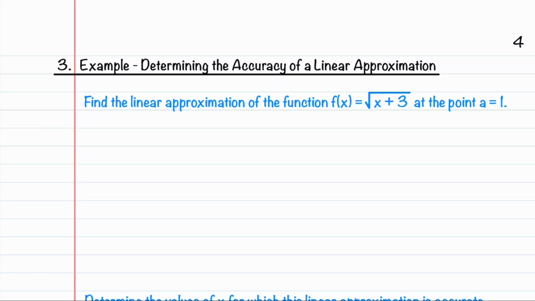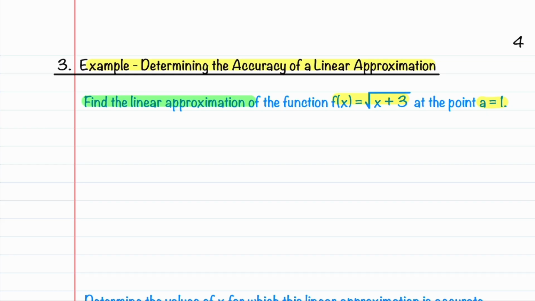Let's now look at an example where we want to determine the accuracy of a linear approximation. This example is split up into two parts. For the first part, we are going to find the linear approximation of the function f of x is equal to the square root of x plus 3 at the point a is equal to 1. When we find a linear approximation, we are just finding a linearization.